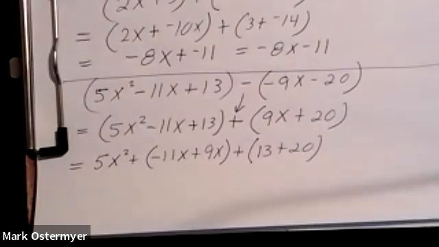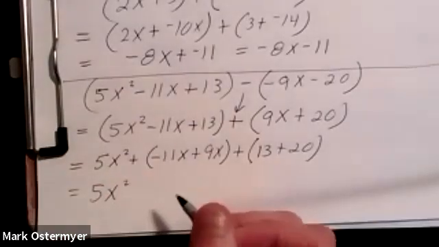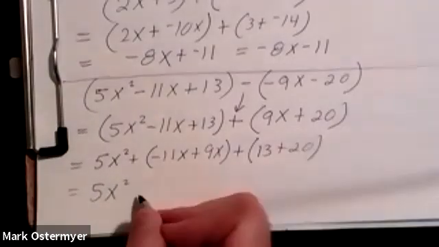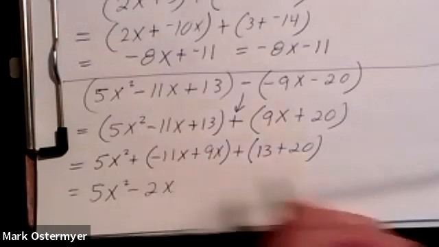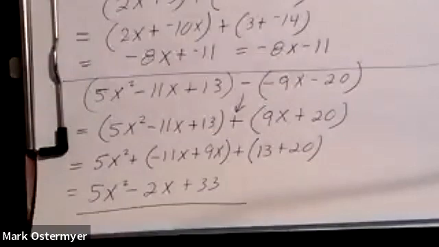All right, so when you add this trinomial and binomial together, you're going to end up with 5x squared. Negative 11x plus 9x is minus 2x, and 13 plus 20 is 33. That would be the difference between those two polynomials, the difference between this trinomial and this binomial. So subtracting a polynomial is equivalent to adding the opposite of each term of the polynomial.